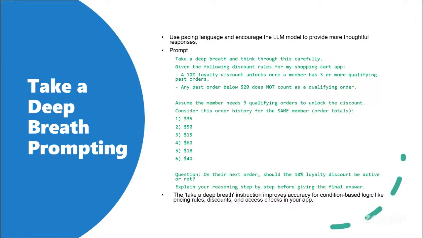Then, take a deep breath prompting. Let's say you are trying to implement some type of logic into your application, and you see that your logic is not being implemented properly, right? You are asking it to add something or do some calculation, and you see that it is not doing it properly. What do you do? You can sense that your platform or your large language model is trying to hallucinate, meaning it's going in the wrong direction over and over. That's when you use a take a deep breath type of prompt.